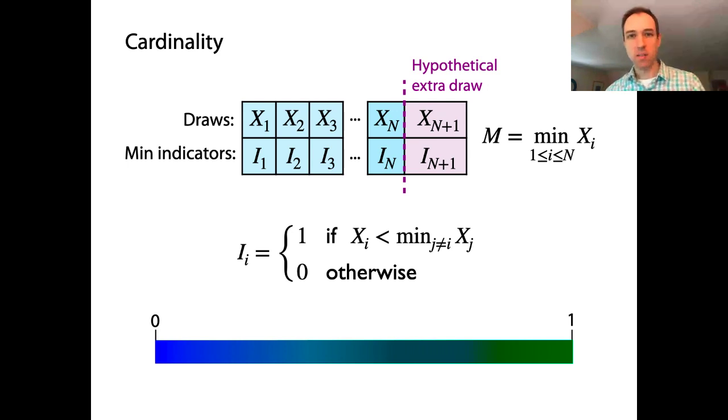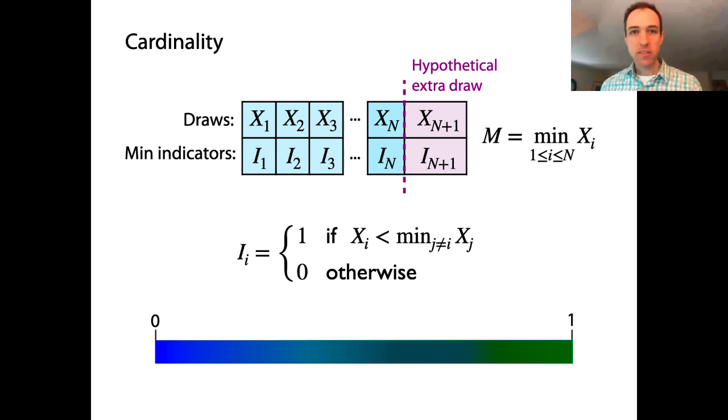It's not really part of our problem setting, right? There are only big N items in the input data set. That's why I'm calling it a hypothetical extra draw. But it'll be useful for the analysis. And likewise, of course, there's an extra indicator here. And this extra draw, just like all the other draws, is a draw uniformly between 0 and 1. And this extra indicator has the same meaning as the other indicators. It's equal to 1 if the corresponding draw is minimal.